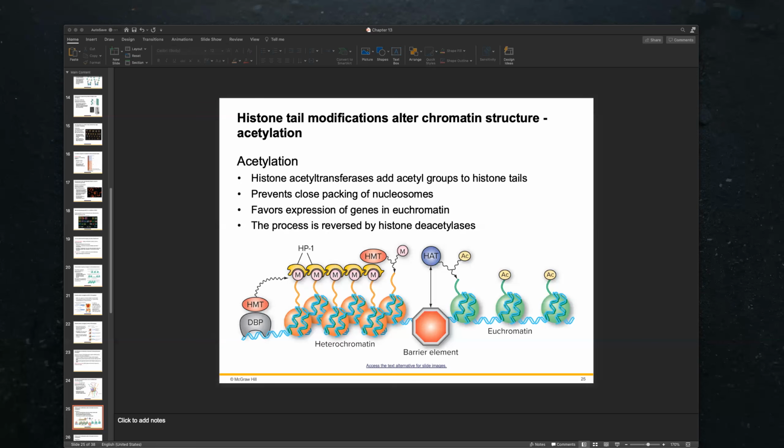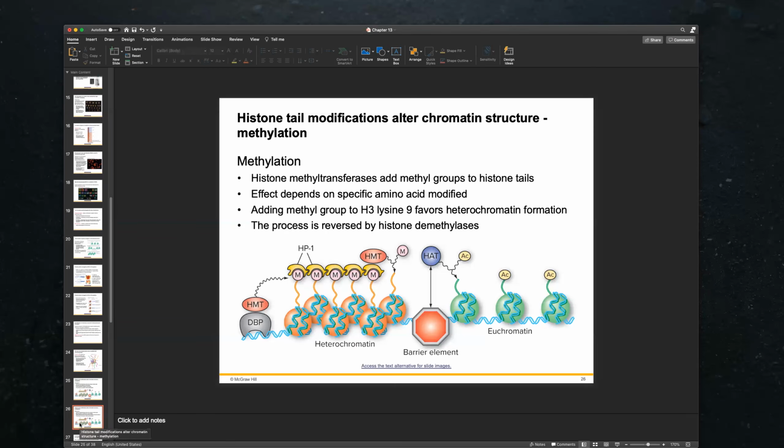In that diagram, you see heterochromatin, and then it gets acetylated after that barrier element. The AC stuff are the acetyl groups, and it makes it euchromatin. It's more spread out. Make sense? We're going to see methylation next, I bet.